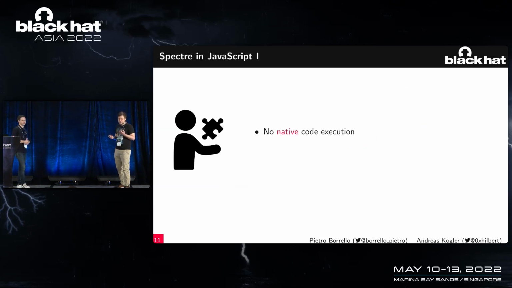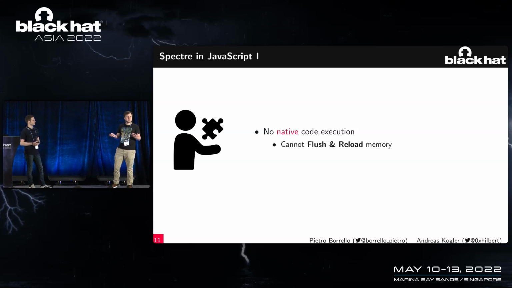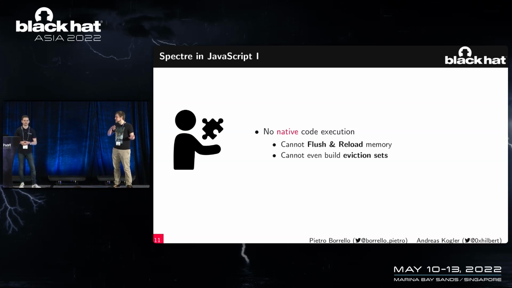But still, we're running in JavaScript. JavaScript has no native code execution. So how do you either flush and reload the memory? Because you don't have flush instructions or anything like that. We also don't allow timing primitives, so you can't even build eviction sets with that.